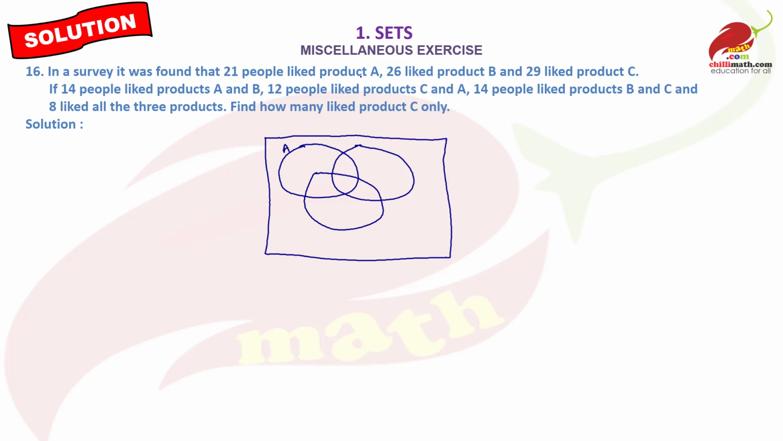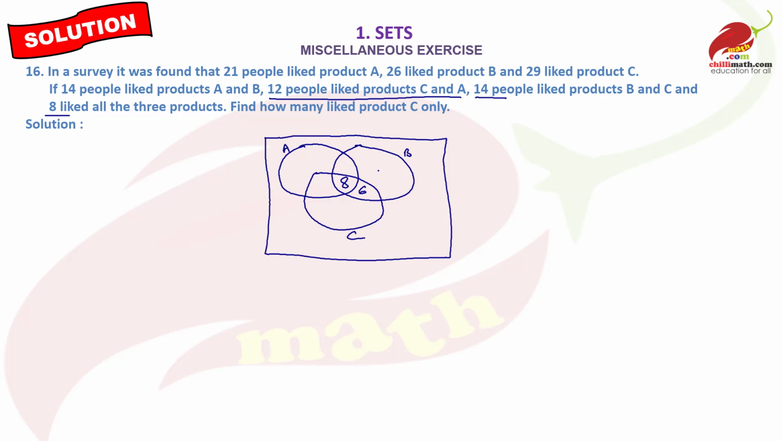Circles we can name as A, B, C. Okay, we start with the common region. 8 liked all the products. Then we come to the regions where 2 are common. 14 people like B and C. Okay, B and C, this is the common region for B and C. So 14 are there, 8 already there, so 6 I write here.